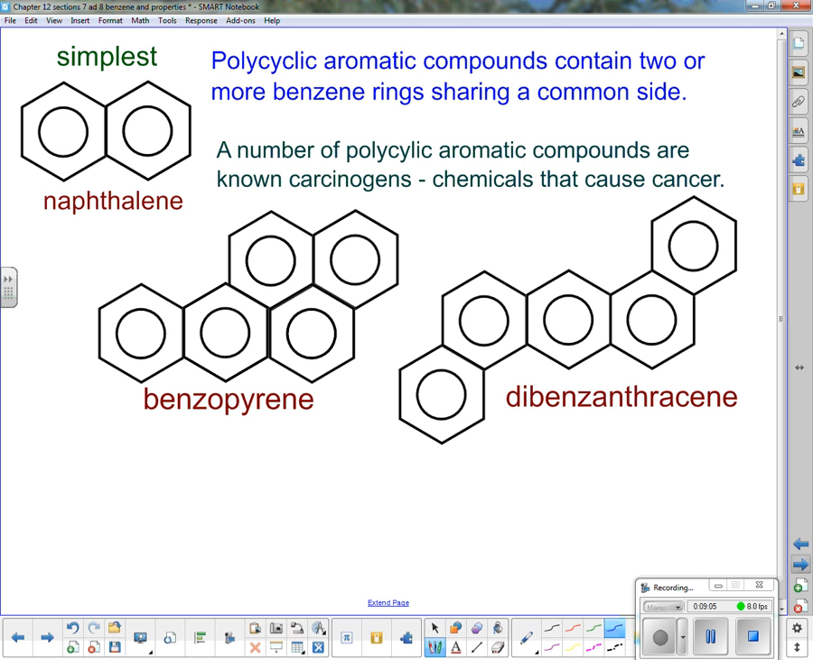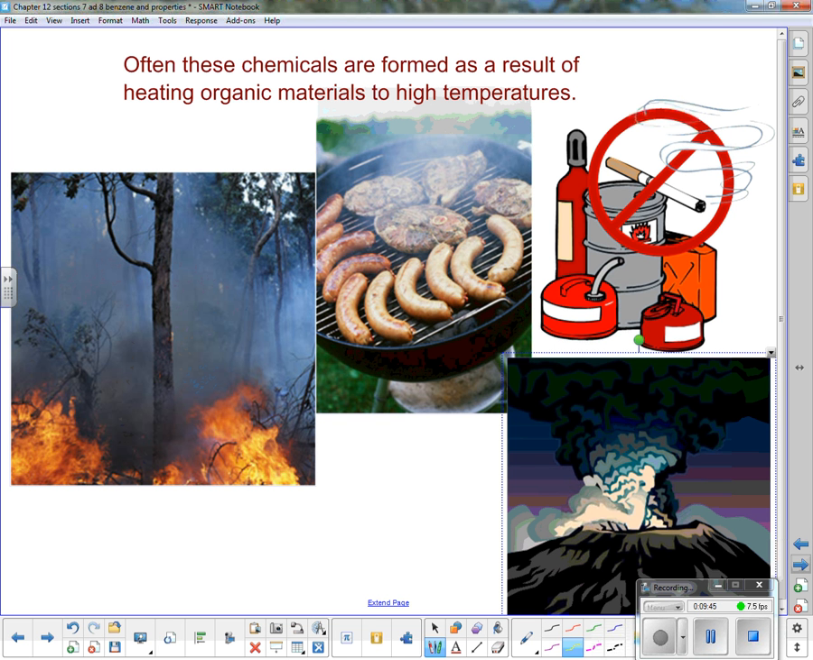We get also in benzene rings where a lot of benzene rings attach to each other. These are known as polycyclic aromatic compounds. They share a common side. So if you notice on the simplest one here, naphthalene, they share that center bond right there. Naphthalene is actually used, or has been used in mothballs. A number of these polycyclic aromatic compounds are known carcinogens, which are chemicals that cause cancer. So we have to be careful around them. But some of them are very important. We'll get to those in a minute.